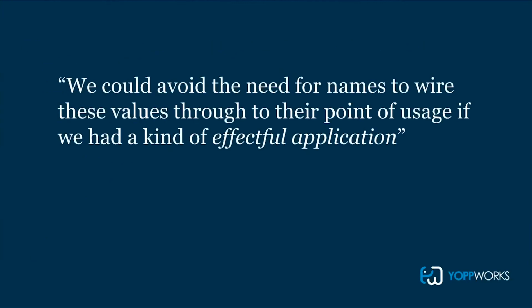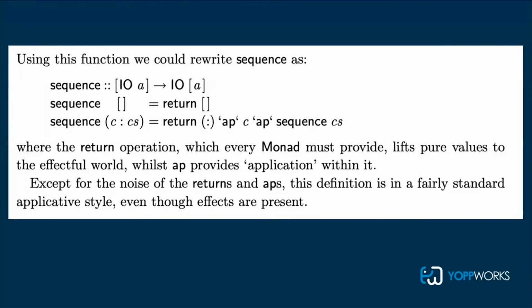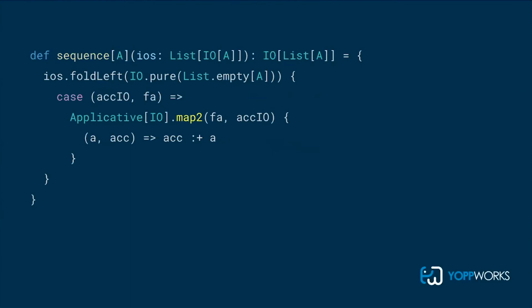So the next part of the paper is we could avoid the need for names to wire these values through to the point of usage if we had a kind of effectful application. So in other words, what they're saying is, why do we bother with that flat map, getting that value, when all we really want to do is say, just append this value to this list using applicative programming. So in the Haskell code there, even if you don't know much Haskell, that last line using applicative is a lot simpler than what we had before, and it also expresses more directly what the goal is of the code.